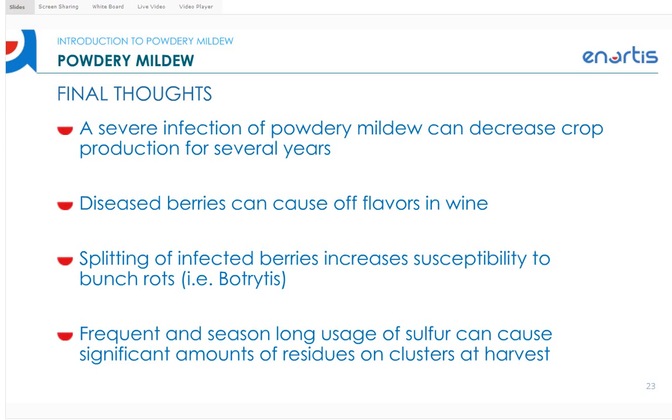And this is also something to consider here. Frequent and season-long usage of sulfur can cause significant amounts of residues on the clusters, which has implications for the winemaking process. So areas that are high risk for long periods of time before harvest will likely have more residues at the time of harvest.